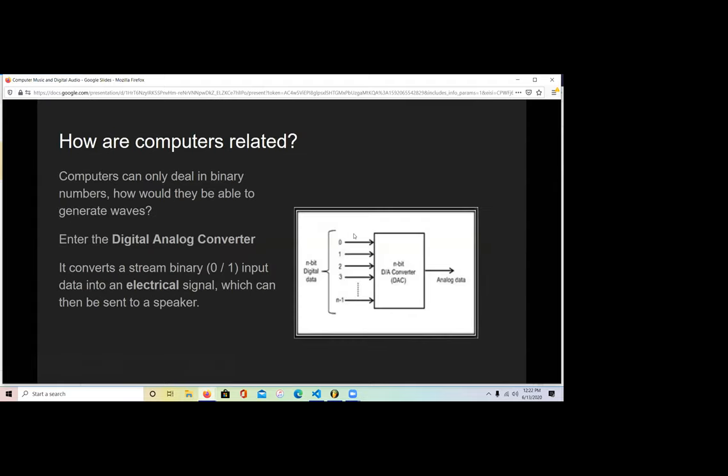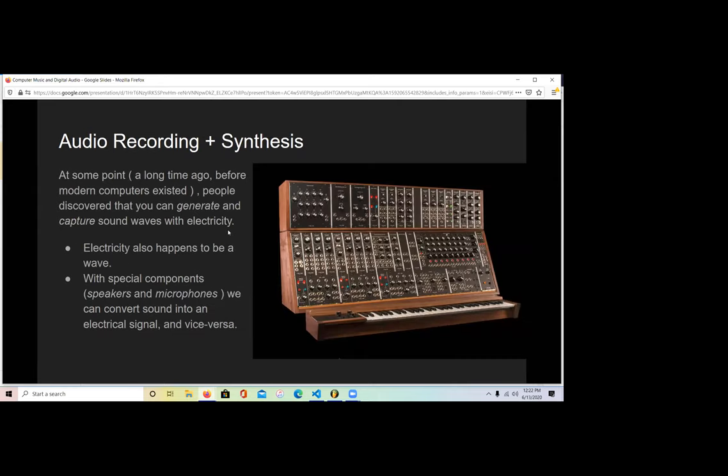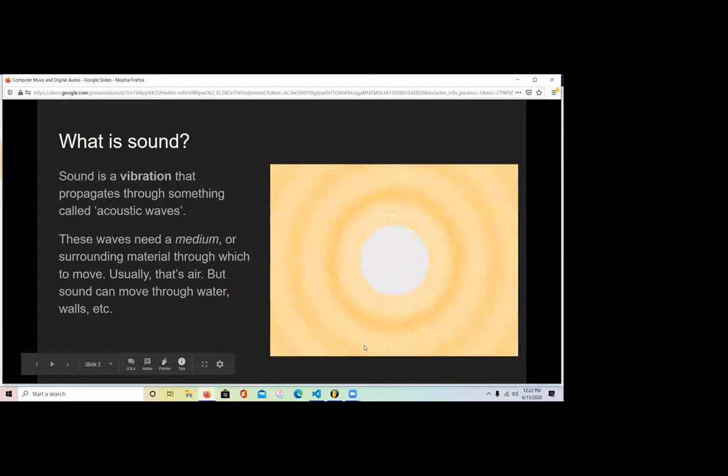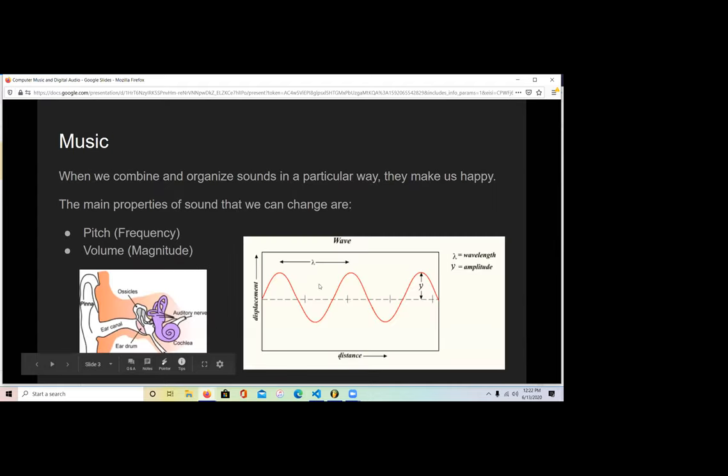Because if you remember from some of the stuff that's been talked about in past weeks, computers work a little differently. They can only understand zeros and ones, these binary numbers. So how could you convert that into a wave? How could you make a wave into zeros and ones? A wave has so many values. It's not just zero and one, it's going all between.